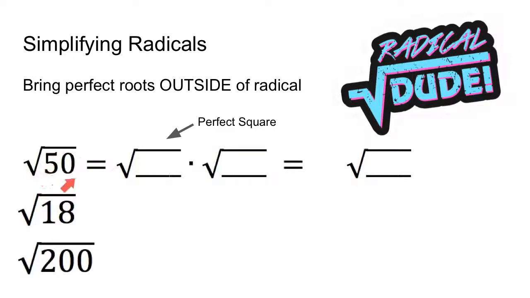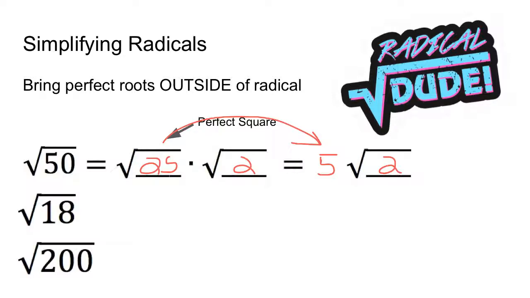So you have to rack your brain on what perfect square, 4, 9, 16, 25, which of those goes into 50? We don't want to split it into 5 and 10, because neither of those are perfect squares, but we can split it into 25 times 2. And then the square root of 25 is a perfect square. It is 5, so it's now on the outside of the radical, and we still have the 2 stuck in there.